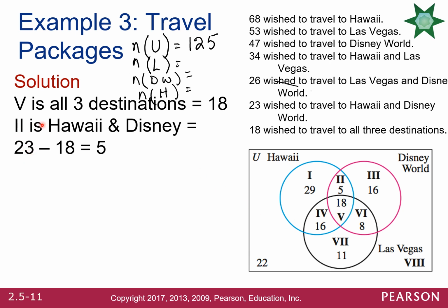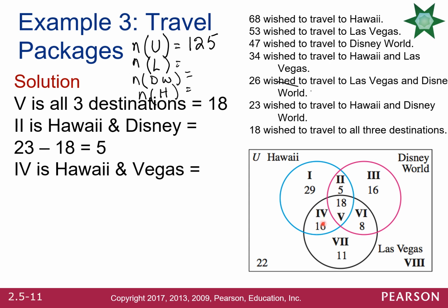So 23 minus 18 equals 5, and that's the value we put here. The next one says 4, we have to fill in. So we filled in 18, we filled region 5, region 2. Now we come here to region 4.